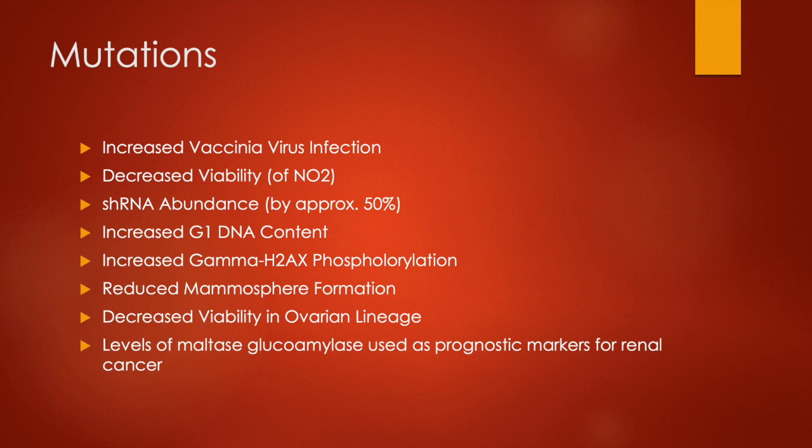These include increased Vaccinia virus infection, decreased viability of nitrite, shRNA abundance by approximately 50%, increased G1 stage DNA content, increased gamma H2AX phosphorylation, reduced mammosphere formation, decreased viability in ovarian lineage, and Maltase Glucoamylase is used as a prognostic marker for renal cancer. As your renal cancer progresses, the levels of Maltase Glucoamylase decrease. That's how doctors can diagnose what stage of renal cancer you're at.